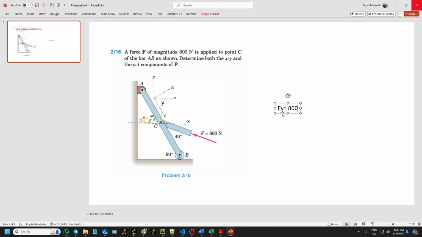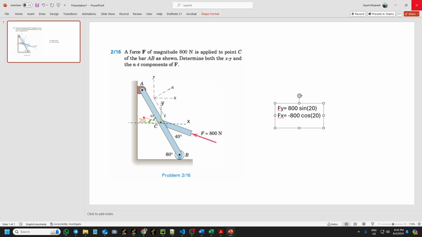So it will be 800 sine 20, and this is positive because it is in these directions. Let us go for Fx. It will always be cosine 20, but since it is in this direction, it has a negative sign. Remember this.